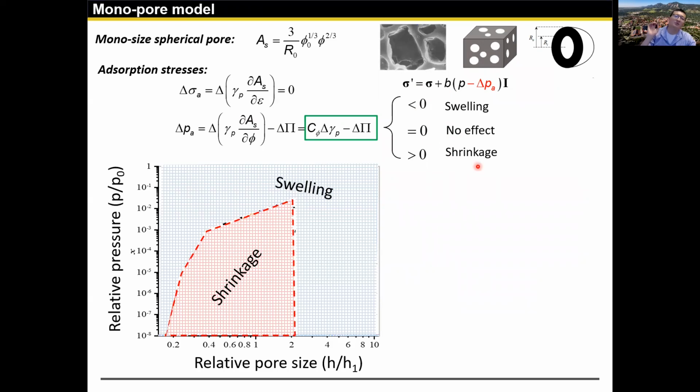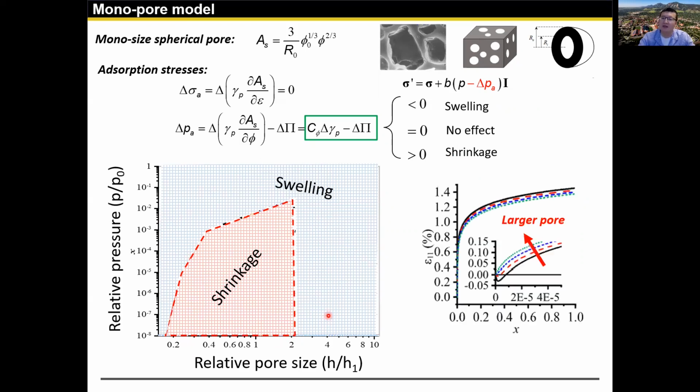So then you can plug in some common parameters for activated carbon and obtain this shrinkage-swelling phase diagram. This shows that indeed shrinkage is predicted for relatively small pore sizes at low pressure levels. You can also inspect this behavior on the strain isotherm. Again, shrinkage only exists for small pores, and once the pore enters the meso regime, there's no such attraction predicted.